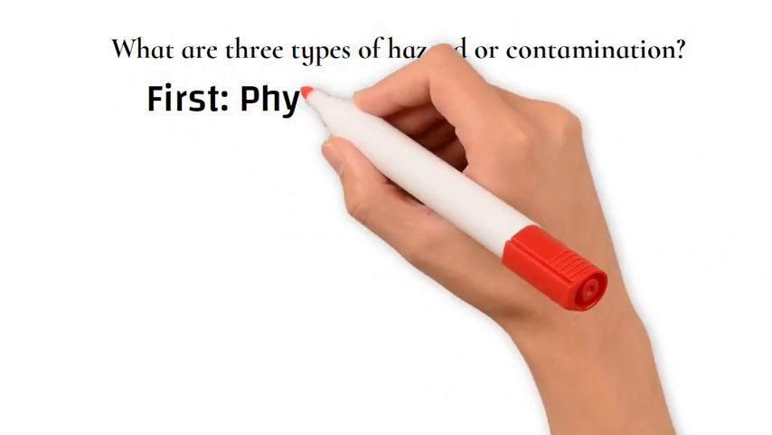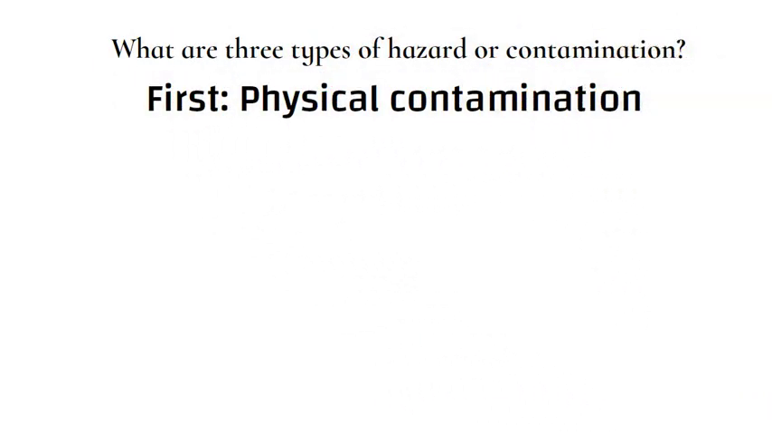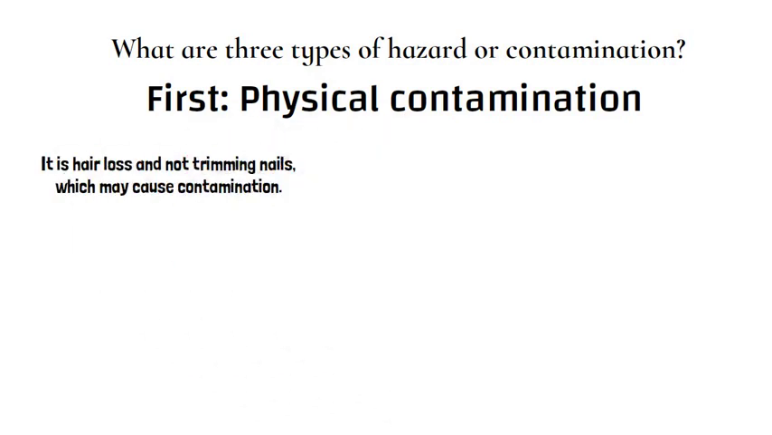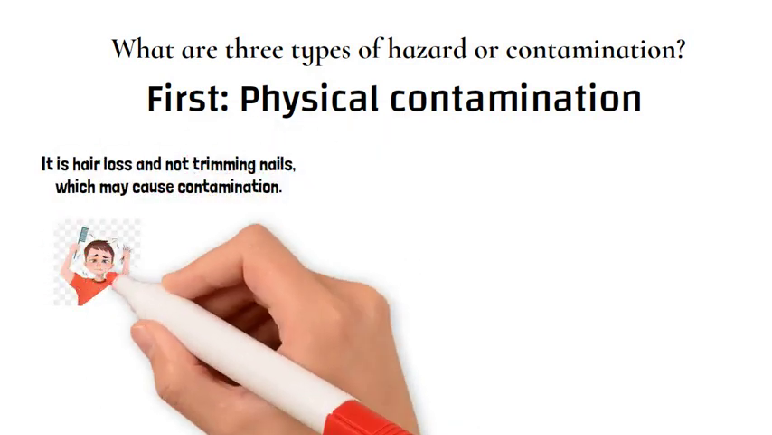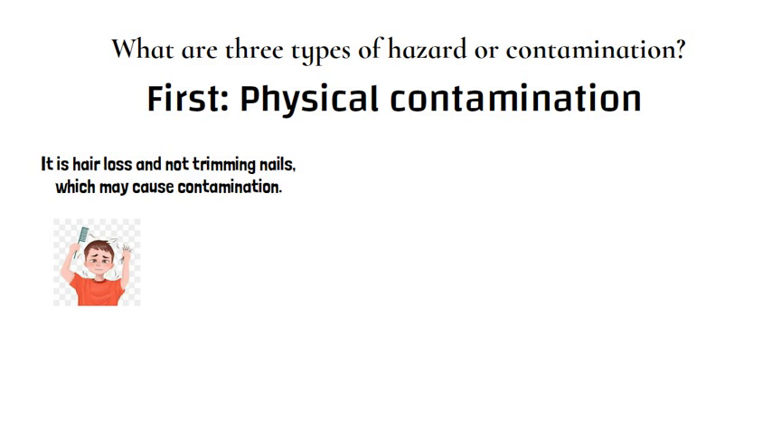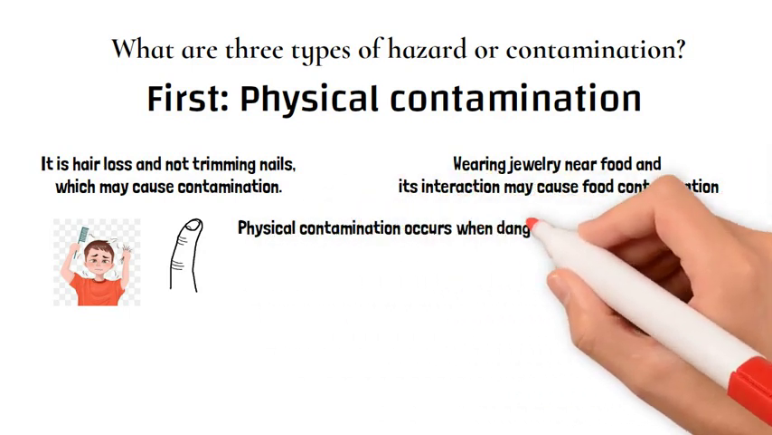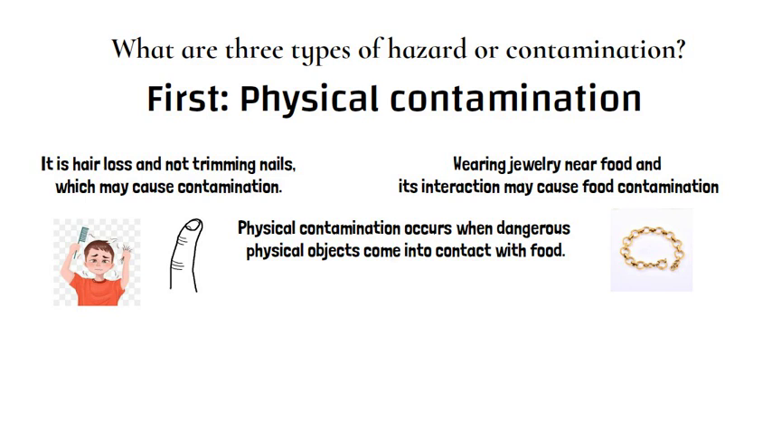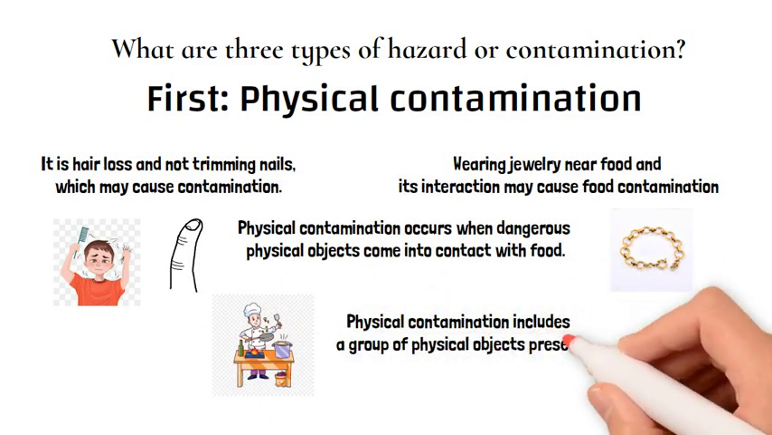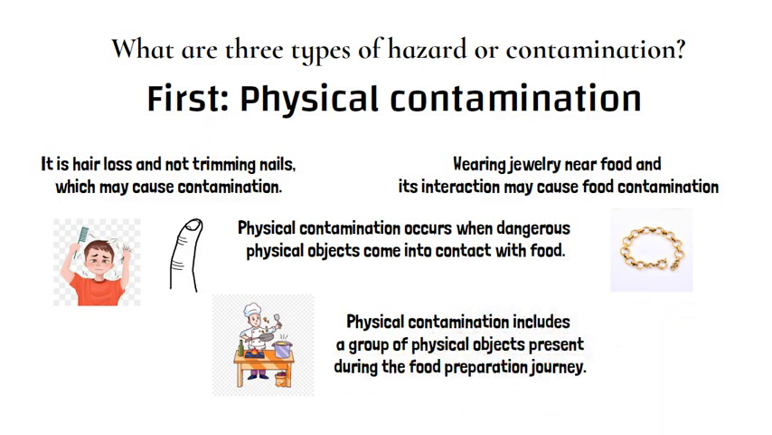What are the three types of risks or contamination? First, physical contamination. Hair loss and not trimming nails may cause contamination. Wearing jewelry near food may also cause food contamination. Physical contamination occurs when dangerous physical objects come into contact with food. It includes a group of physical objects present during the food preparation journey.